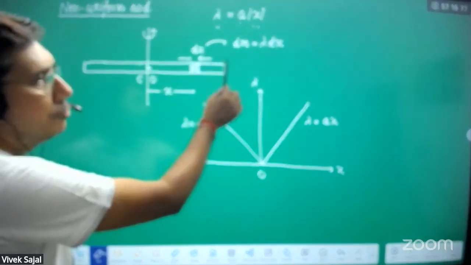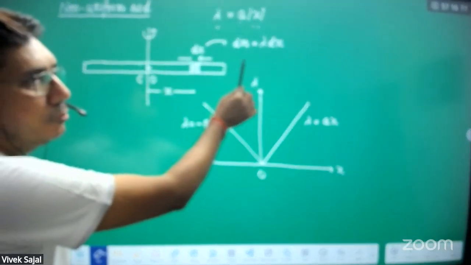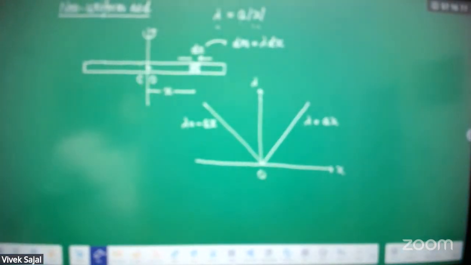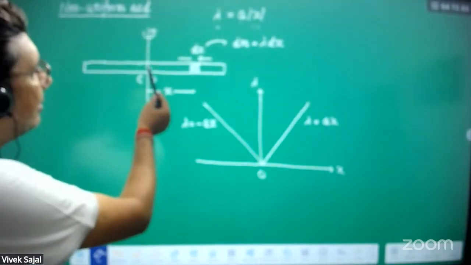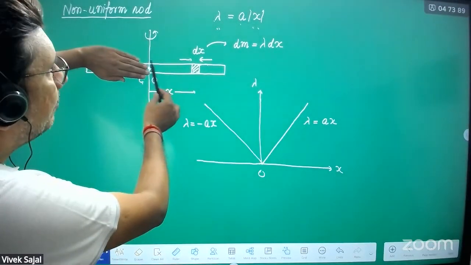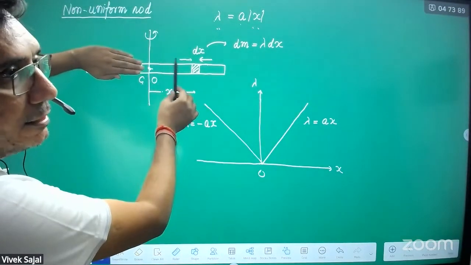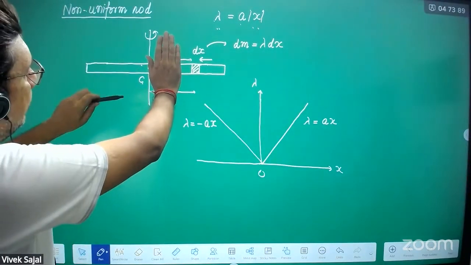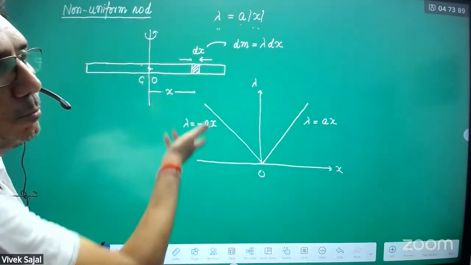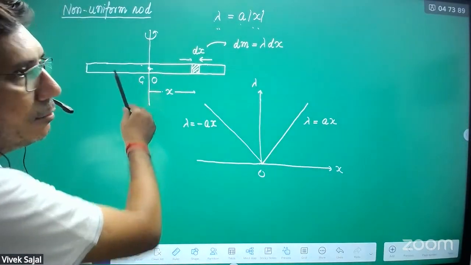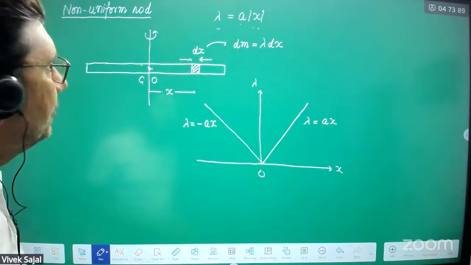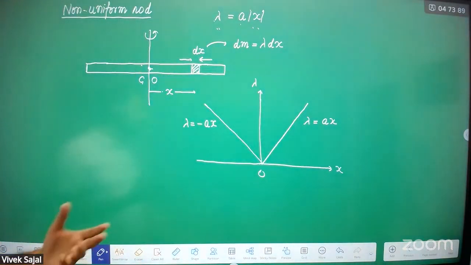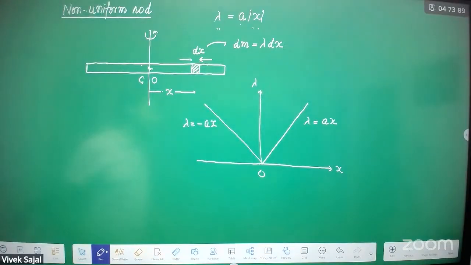Whatever mass is distributed here, in the same manner mass is distributed on this side. So if I consider that only this part is rotating about this axis, it will have some moment of inertia. Now, if I start rotating this part, this will have the same moment of inertia. So both these parts are going to have the same moment of inertia if you are rotating them about this axis. It is due to symmetry.